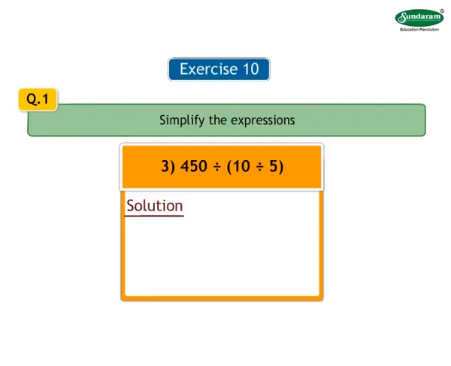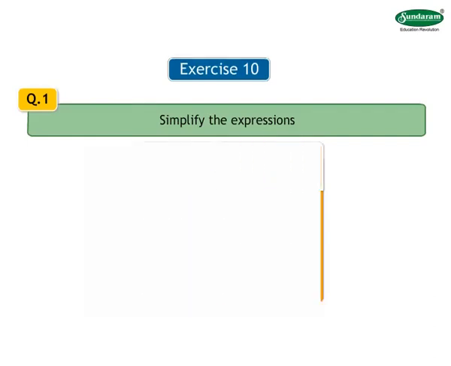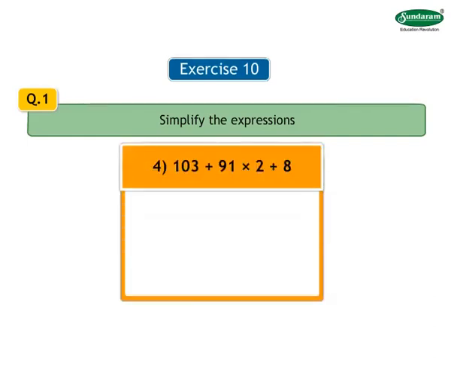Solution. Let's solve the bracket first. We get 450 divided by 2 equals 225. Number 4. 103 plus 91 into 2 plus 8.